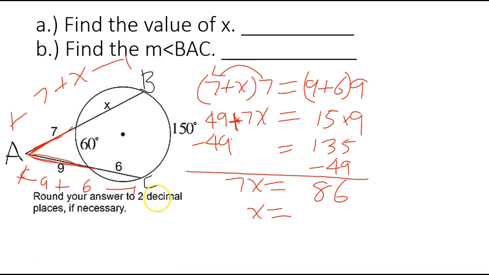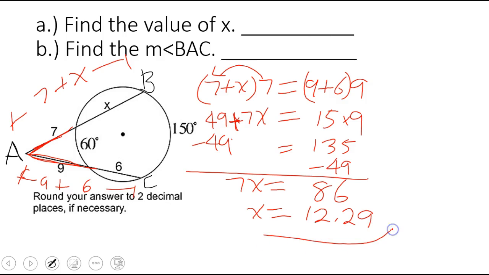Okay, it has to round to the nearest 2 decimals. So we're going to have about 12.2 decimal, approximately 29. Right? Okay, good. And then the second one, so this is 12.29.